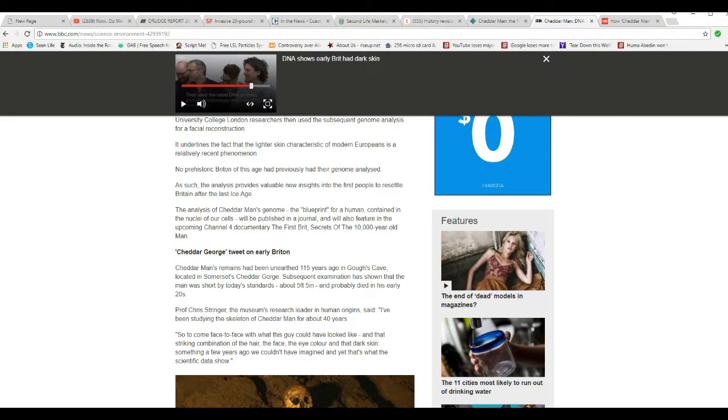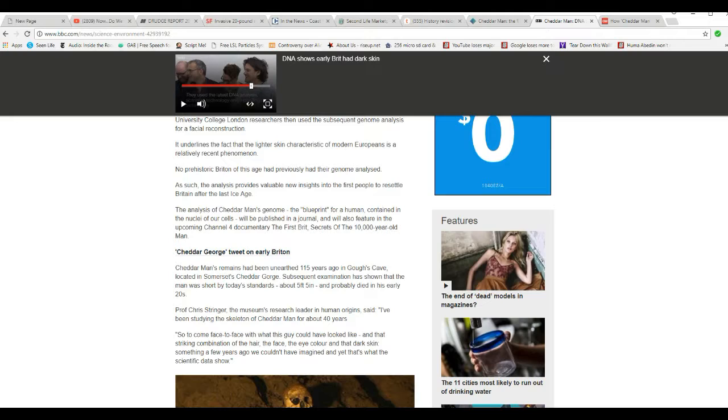No prehistoric Briton of this age previously had their genome analyzed. As such, the analysis provides valuable new insights into the first people to resettle Britain after the last ice age. So right there, they are admitting that this wasn't the first people there, even though they're saying that it's the first people there, which means they're contradicting themselves.